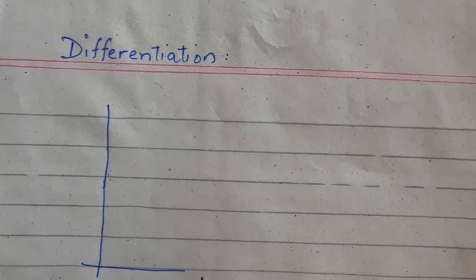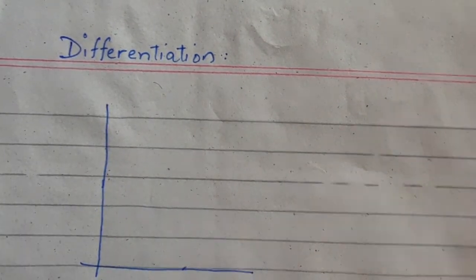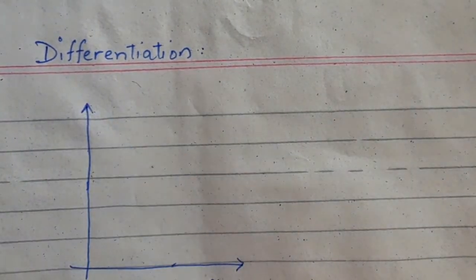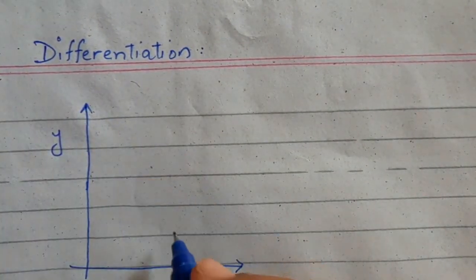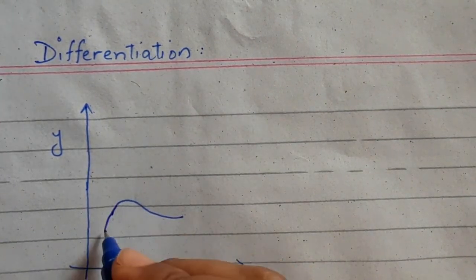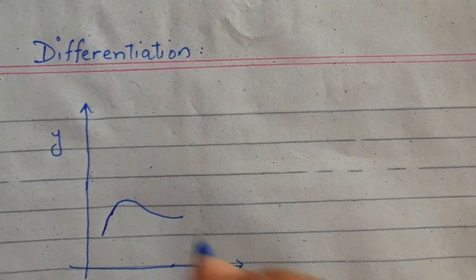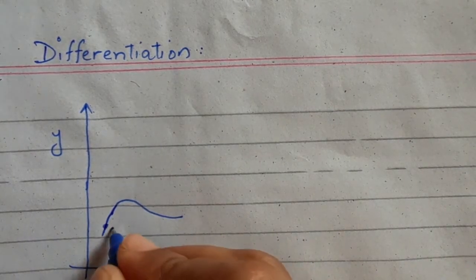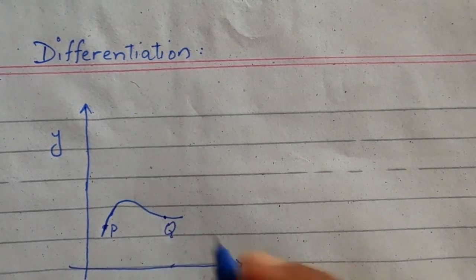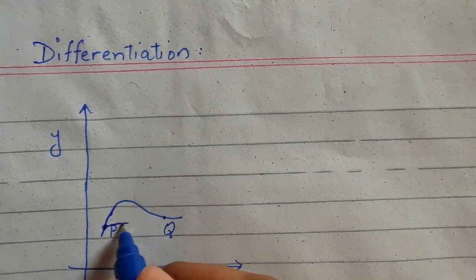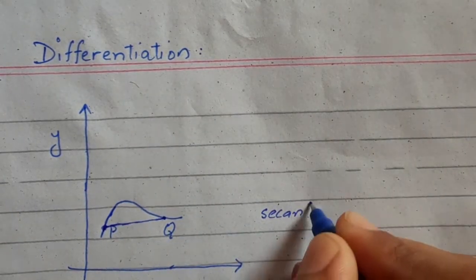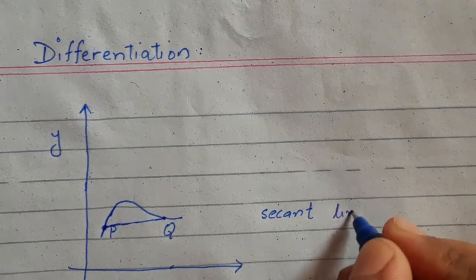This is some coordinate system. Let's say an xy coordinate system, x-axis and y-axis, and I assume a curve on this coordinate system. Now if I have two distinct points P and Q on this curve, then the line joining these two points is known as the secant line. What is that called? That is called the secant line.